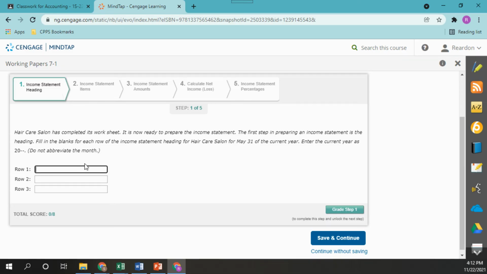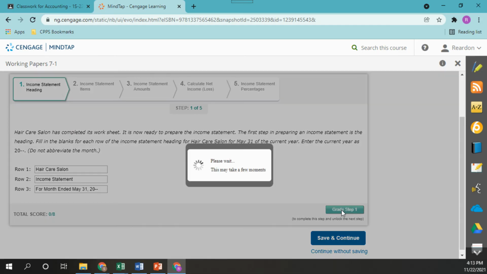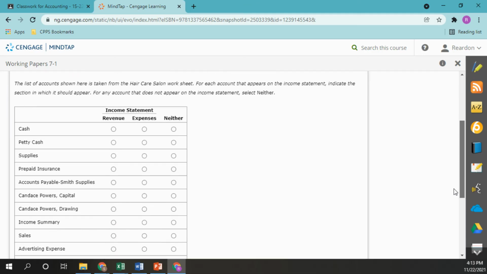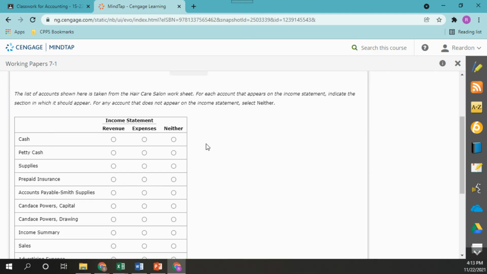Okay, so who? Hair Care Salon. What? Income statement. When? For month ended May 31, comma space 20 dash dash, as they asked me to do. There's my heading of my income statement. Who, what, when. Grade step 1. Perfect.